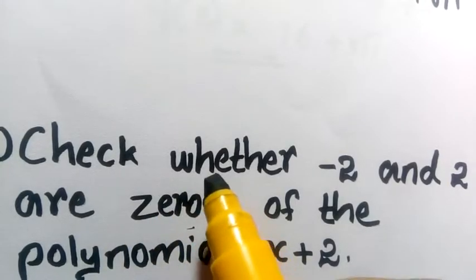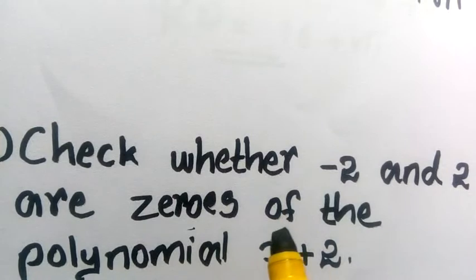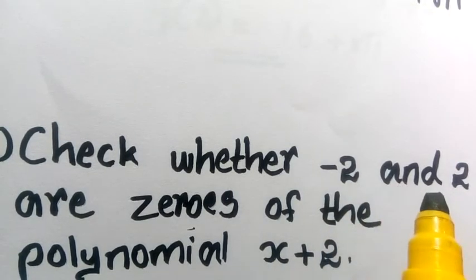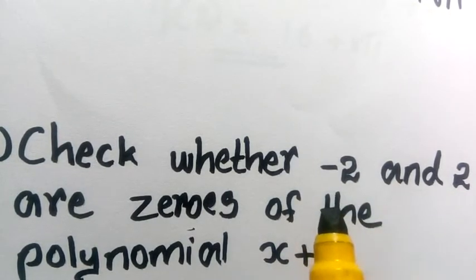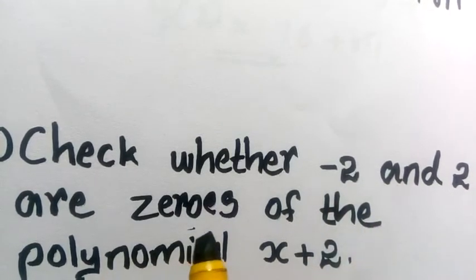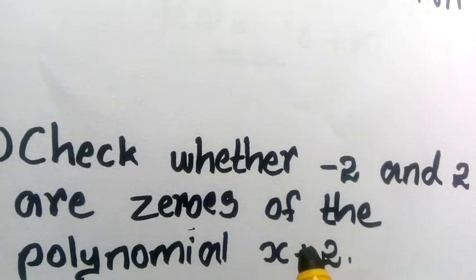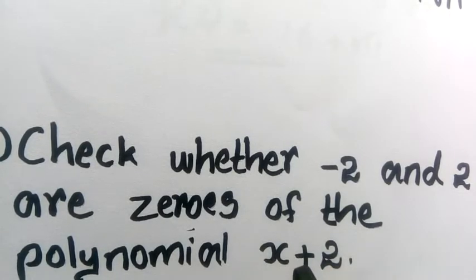Check whether minus 2 and 2 are zeros of the polynomial x plus 2. Here we have two values of the variable x, minus 2 and 2. We need to check whether minus 2 and 2 are zeros of the polynomial x plus 2. We already discussed that a zero of a polynomial is a number for which the value of the polynomial will be 0. Let us check the solution.